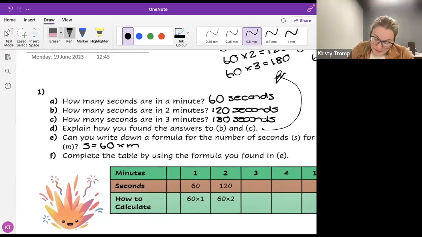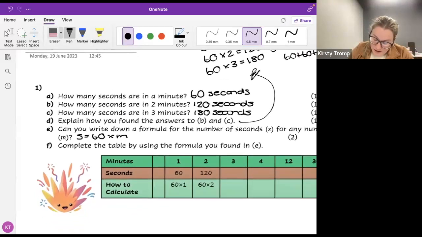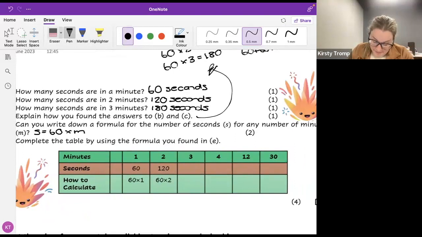F says complete the table by using the formula you found in E. The number of minutes, 1. Seconds were 60, so 60 times 1. The number of minutes were 2. Seconds were 120. How did we get that? We said 60 times 2. The number of minutes were 3, so 60 times 3. And our seconds were 180.